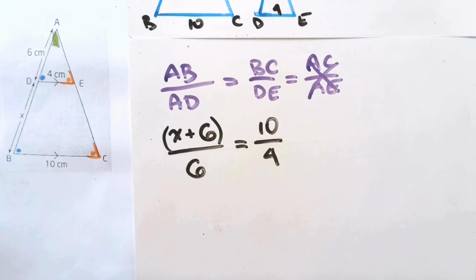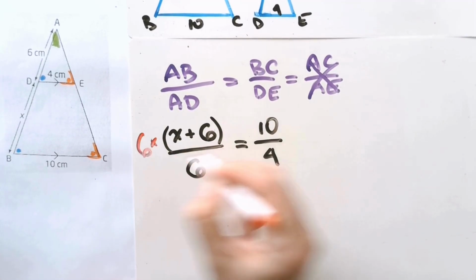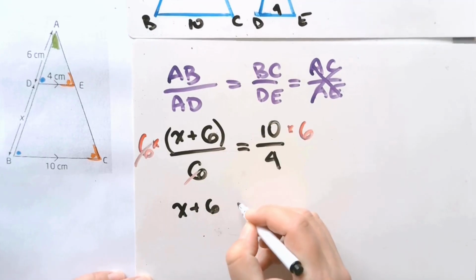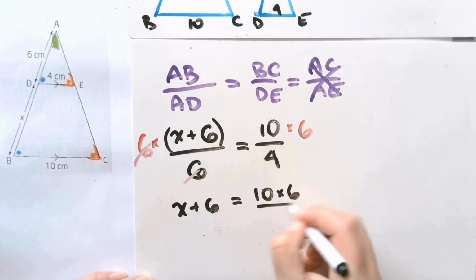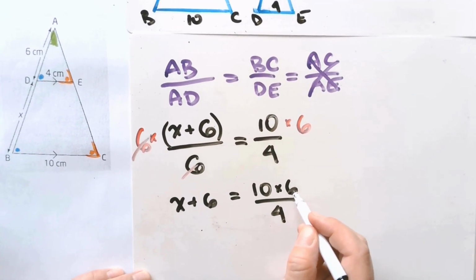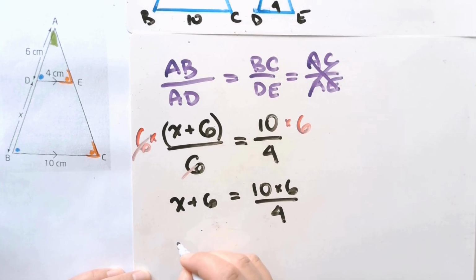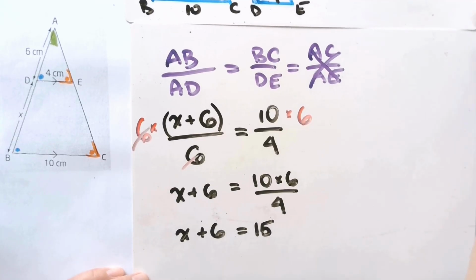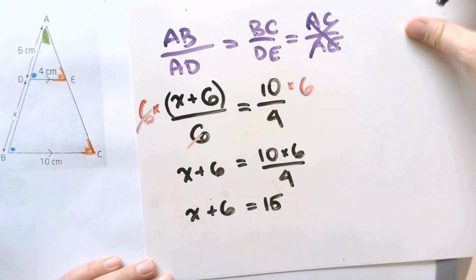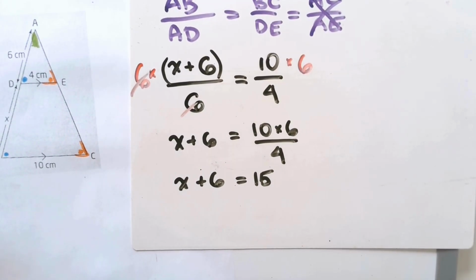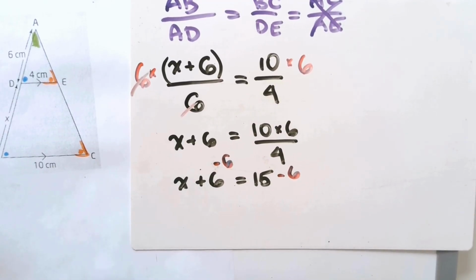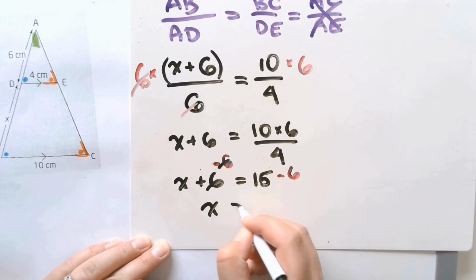So I have 6 in the denominator. I need to multiply both sides by 6 in order to get rid of it. So I can rewrite this as X plus 6 equals 10 times 6 over 4. 10 times 6 is 60. 60 divided by 4 is 15. So I will rewrite as X plus 6 equals 15. And now I still need to isolate X. So I subtract 6 from both sides, so minus 6. And I know that X equals 15 minus 6.